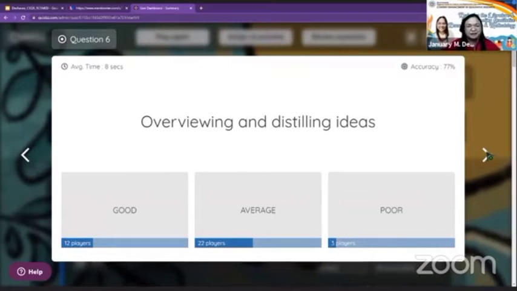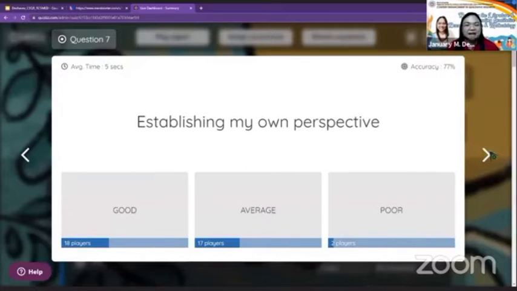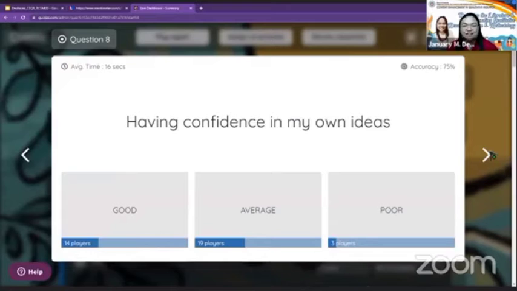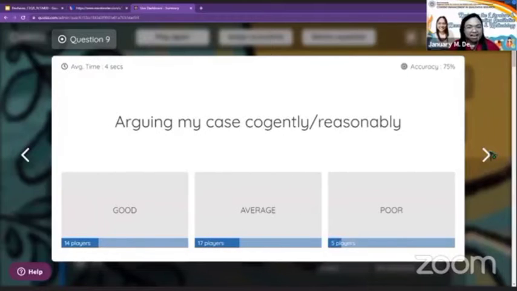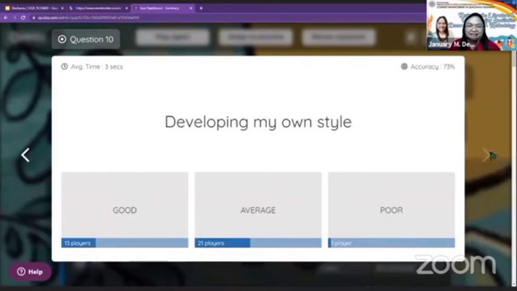No pressure. Overviewing and distilling ideas. Okay. Establishing my own perspective. Okay, good. Having confidence in my own ideas. Average. Let's see. And arguing my case reasonably or cogently. Okay. And developing my own style. Okay. No problem with that.